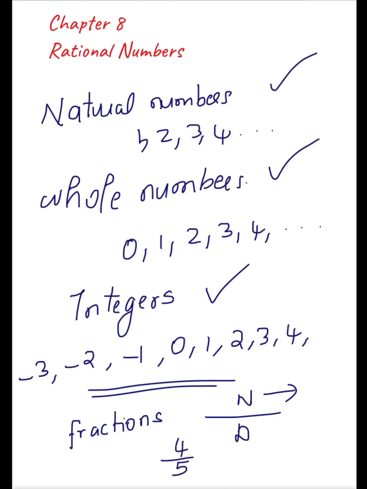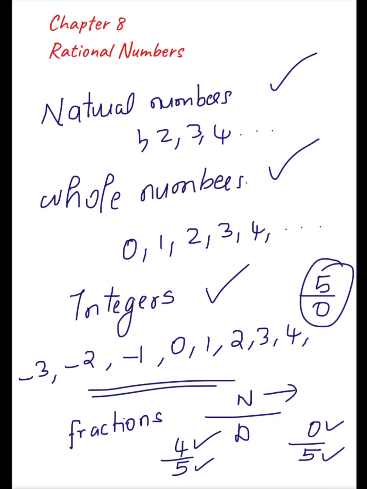This is a fraction. Here the numerator is a positive integer and the denominator is also a positive integer. And you can say 0 by 5. This is also a fraction. Here the numerator is 0 and the denominator is a positive integer. So the only condition for a fraction is that the numerator should be either 0 or a positive integer, and the denominator should be a positive integer. It should not be 0. If it is of the form 5 by 0, this is not possible. This is not a fraction. So that's all about fractions.